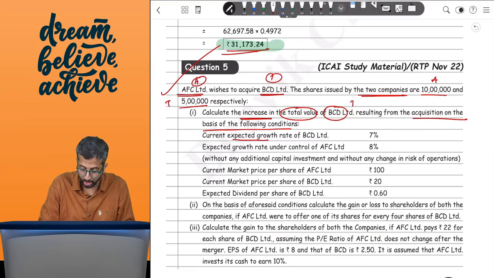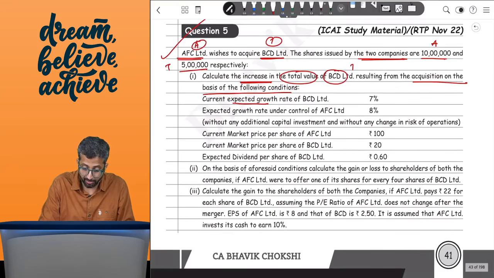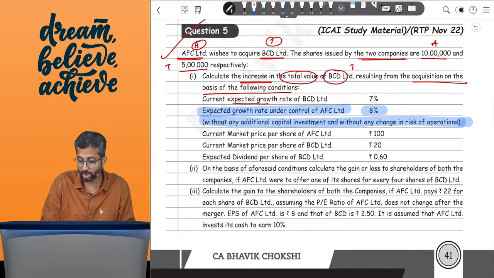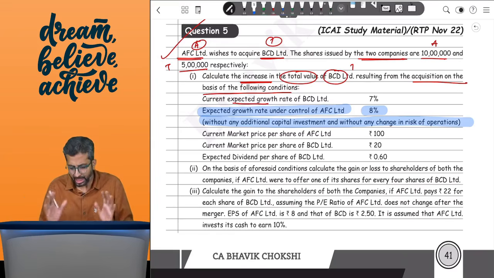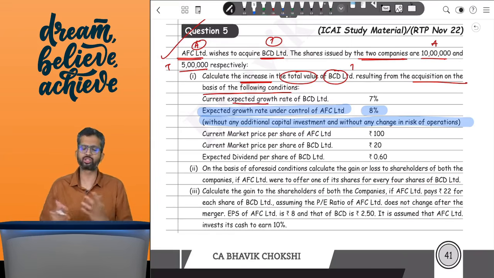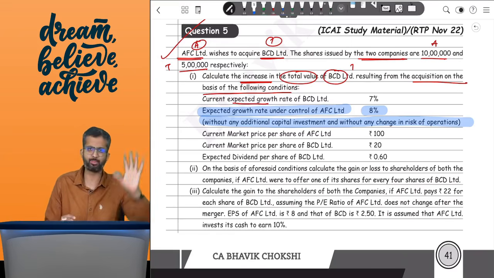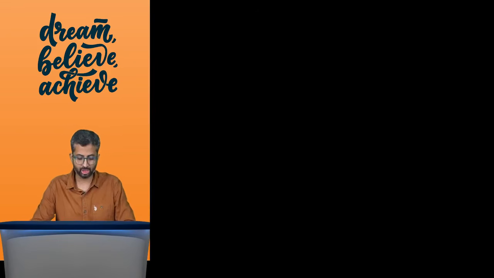Current expected growth rate is 7%. However, expected growth rate under the control of AFC is 8% without any additional capital investment or any change in the risk of the operation. This language means that if there is no change in the risk of the operations, the KE which was there pre-acquisition continues to remain the same KE even post the acquisition. But how much is the KE pre the acquisition?